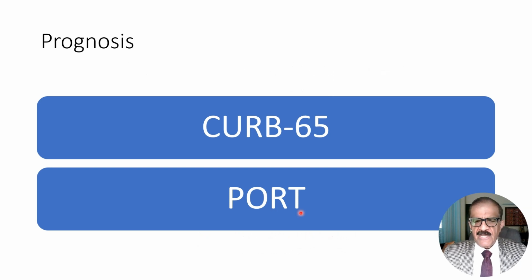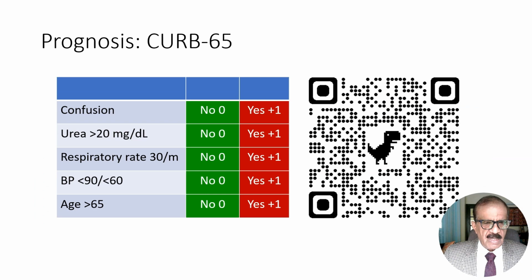Now, prognosis. Pneumonia is a relatively serious condition, and we can judge it from two scoring systems. Any clinician would have a fairly good idea from the overall clinical picture, but if you want to follow a specific system, there are two: CURB-65 and PORT. I'm going to go through these two systems very briefly, to show you how to score and judge severity in these patients.